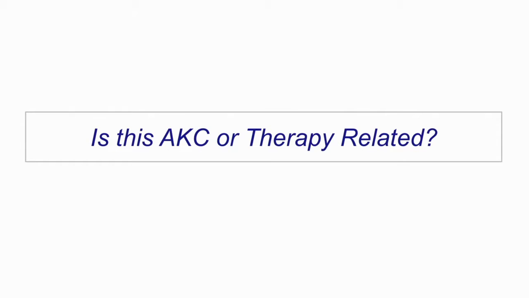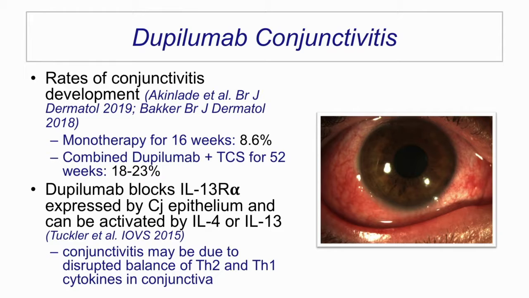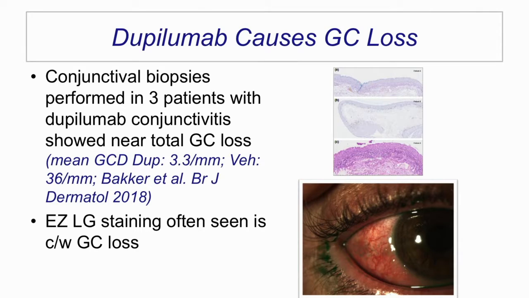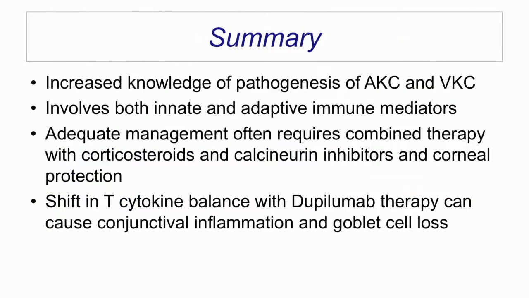So there was a query whether this was AKC or was it therapy related, and it turned out to be Dupilumab conjunctivitis, which occurs in up to 23% of patients receiving Dupilumab, which is an anti-IL-13 blocker. This is treated with both topical steroids and tacrolimus. It causes, or in some cases, severe goblet cell loss.